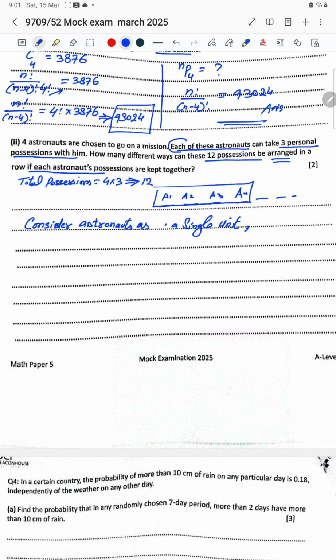Then the number of ways they can be arranged: these are A1, A2, A3, A4. They can be arranged in 4 different ways, so it is 4 times 3 times 2 times 1, which is 24. So there are 24 ways we can arrange the astronauts.